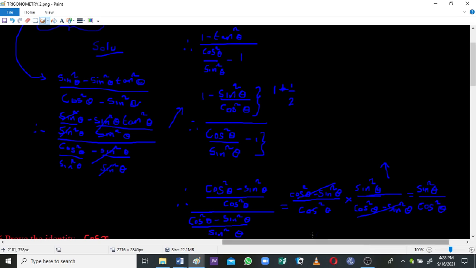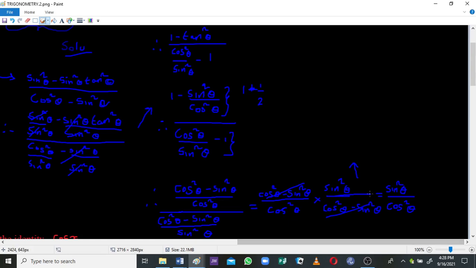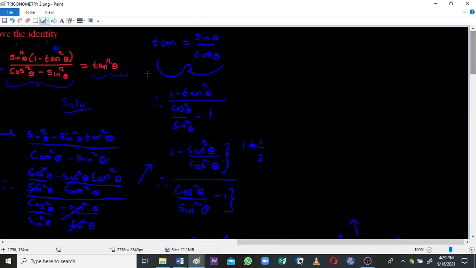Now what is this? You know that this is just tan. This is the basic identity for tan. So what we have here, sine squared theta over cosine squared theta, is nothing but tan squared theta. Yes, so we have shown that this side is equal to tan squared theta.